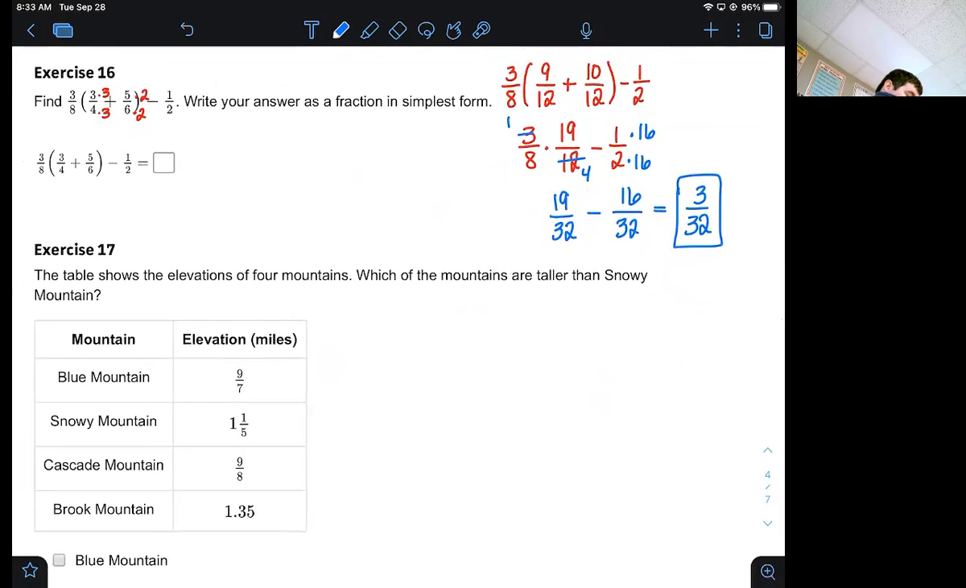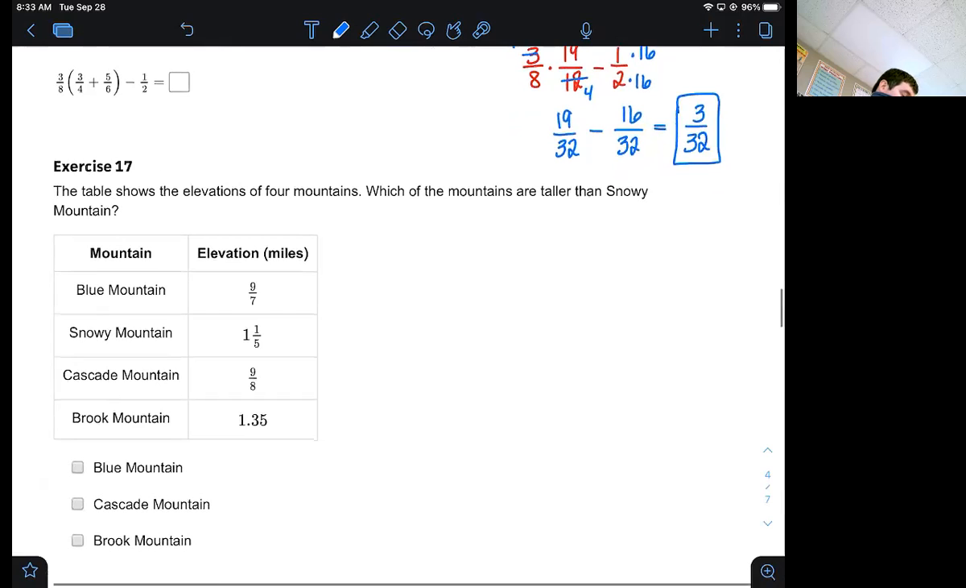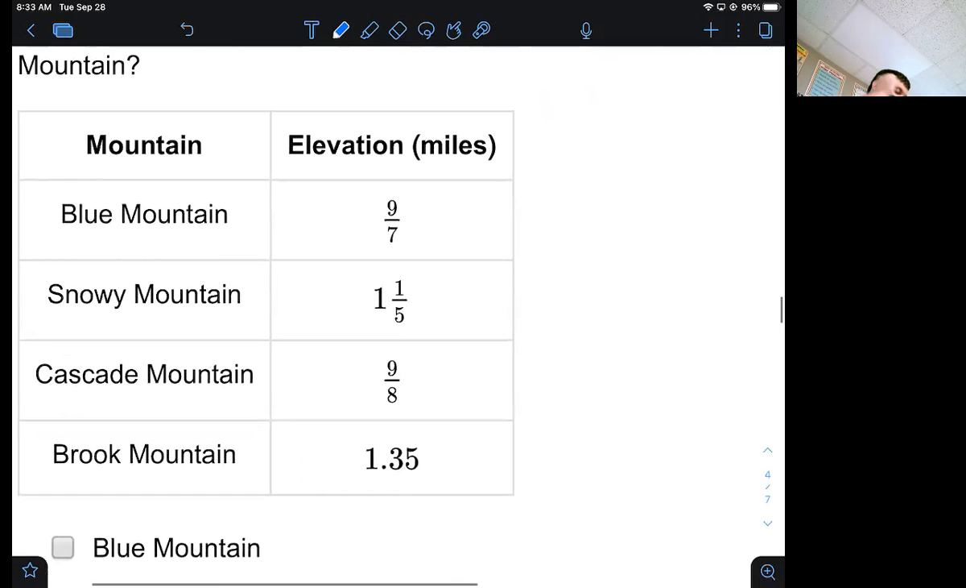Number 17. The table shows the elevation of 4 mountains. Which of the mountains are taller than Snowy Mountain? Blue Mountain, Cascade Mountain, or Brook Mountain? Or a combination of the 3. Maybe they're all taller. What we have here is a chart that has a mixture of fractions and decimals.